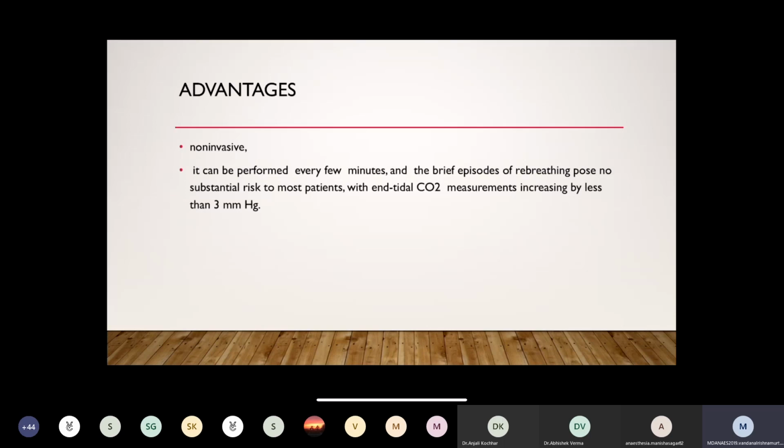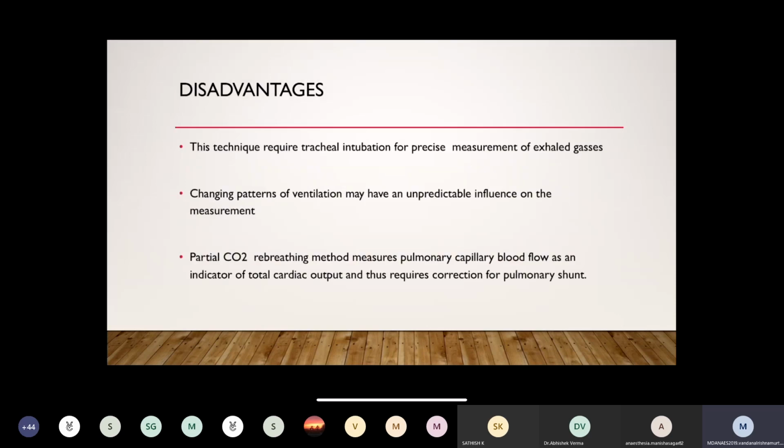But the disadvantage is this technique requires tracheal intubation for precise measurement of exhaled gas. Changing patterns of ventilation may have an unpredictable influence on the measurement. The partial carbon dioxide rebreathing method measures pulmonary capillary blood flow as an indicator of total cardiac output, and thus requires correction for pulmonary shunt. The clinical role for this technique is mainly focused on short-term intraoperative applications or mechanically ventilated post-operative patients. Due to the mandatory increase in arterial CO2, the technique is relatively contraindicated in patients with increased intracranial pressure.